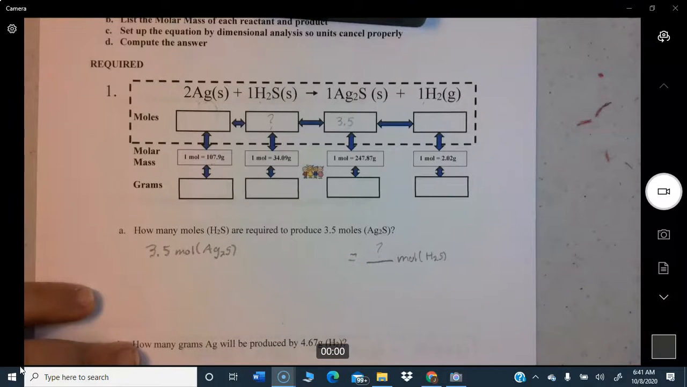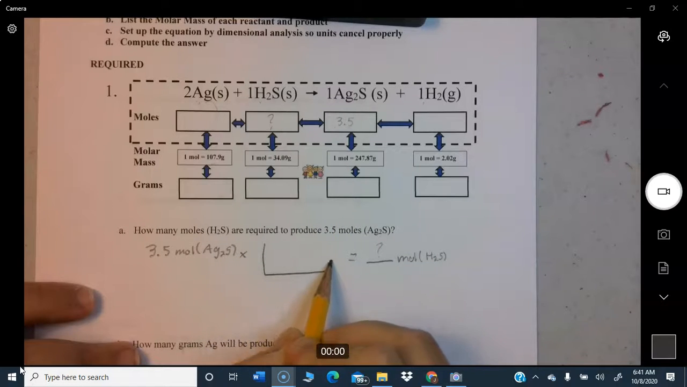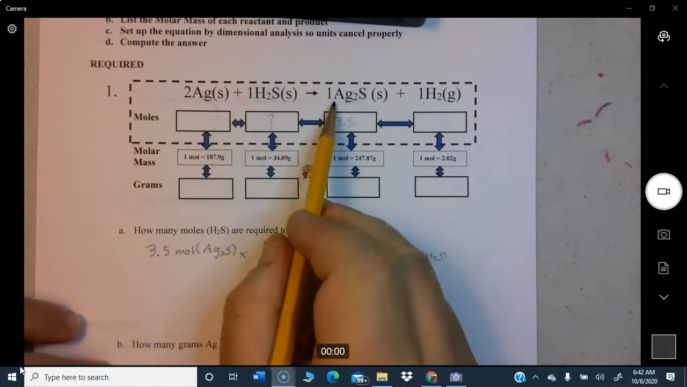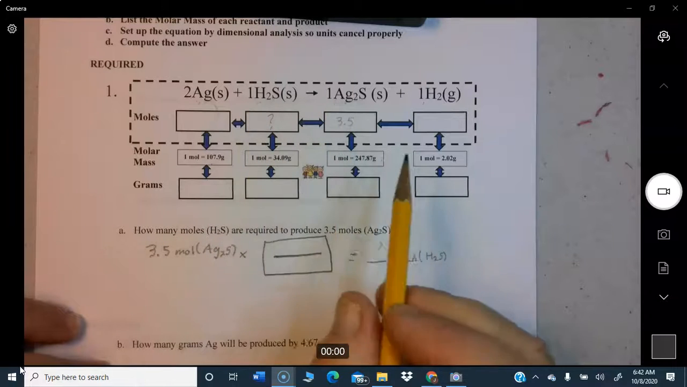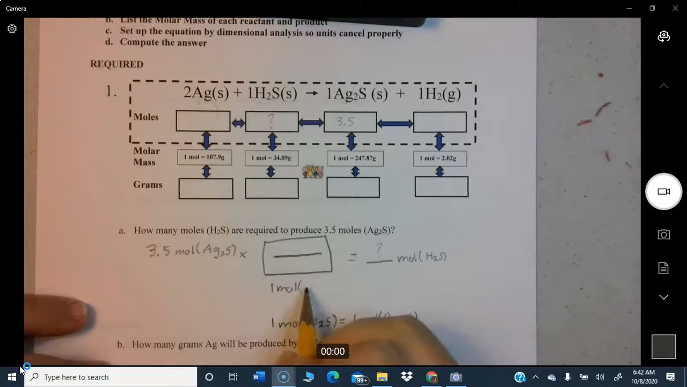Okay, and that's what I'm trying to find. We see it's a one-step process, so I'm going to put 1 box in here. And I know it's going to be some sort of ratio, so I'll just draw a line right there. So our conversion is between moles of H2S and moles of Ag2S. And we see the relation right here. There it is, and you can create two ratios. The only assignment where I'll ask you to write this out longhand like this every time is this one.